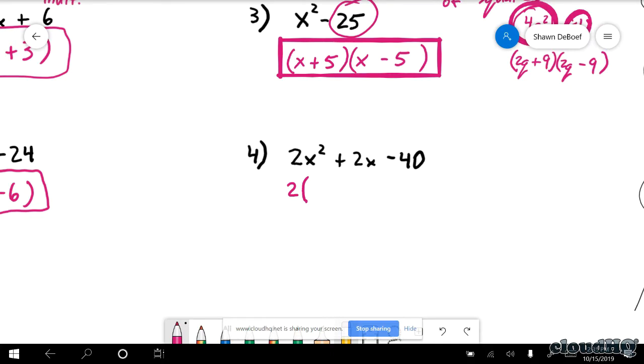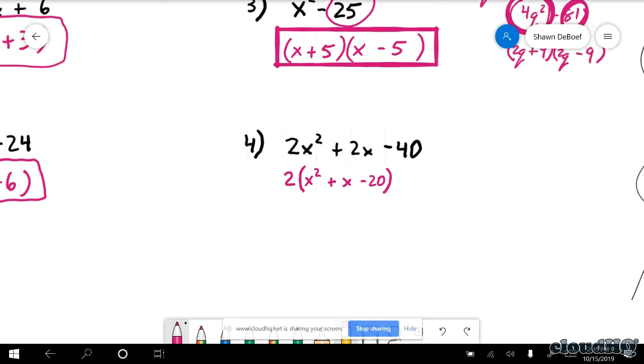If I pull it out of each term, instead of 2x squared, I'd have x squared. Instead of 2x, I'd have x. And instead of negative 40, I would have negative 20. So work backwards from the distributive property. And technically, that is factored. But our instructions probably would say factor completely, meaning just because you factor once doesn't necessarily mean you've finished. If you can factor again, you would need to do so.